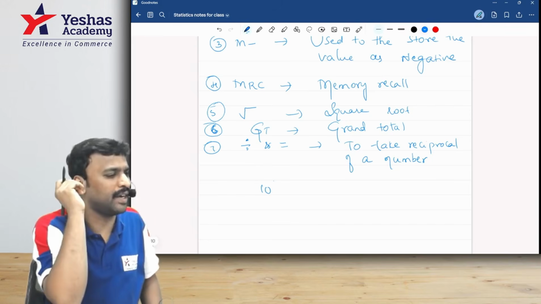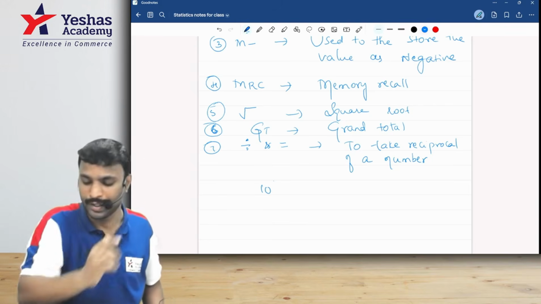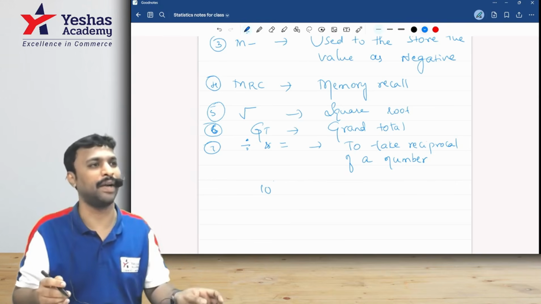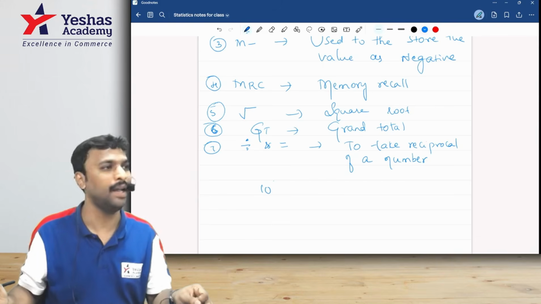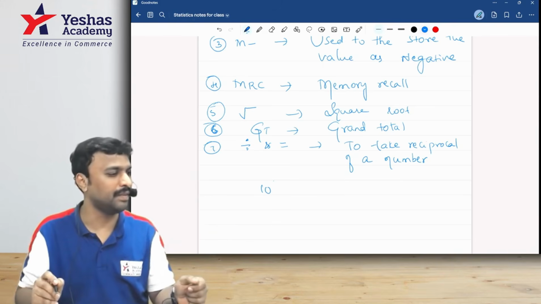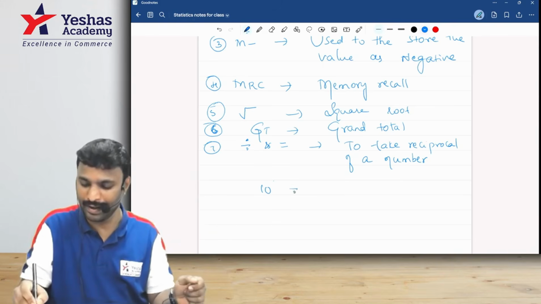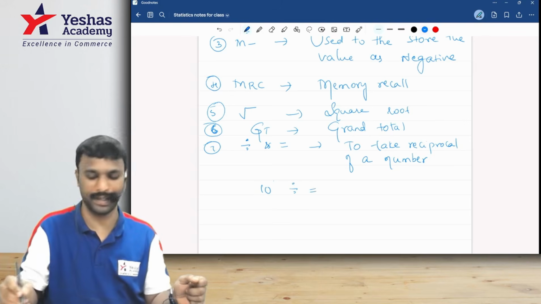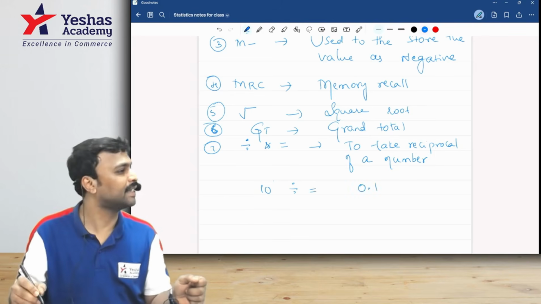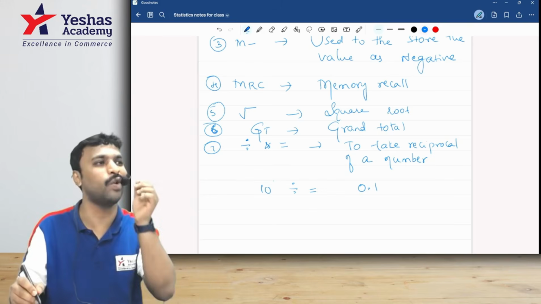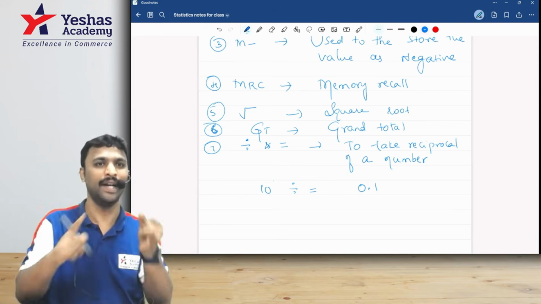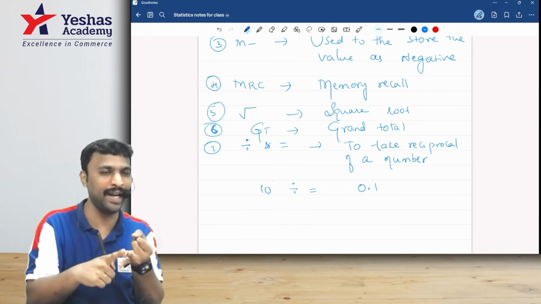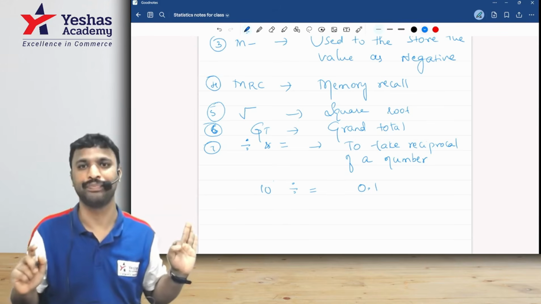You do in the calculator 1 divided by 10. How much is it? 0.1. So, instead of doing 1 divided by 10, if you have the value 10 in the calculator and you want its reciprocal, type 10 first of all. Press divide, press equal. What do you get? Isn't that a reciprocal? If you want to take the reciprocal of any number, what do you do? Type the number, press divide, press equal.